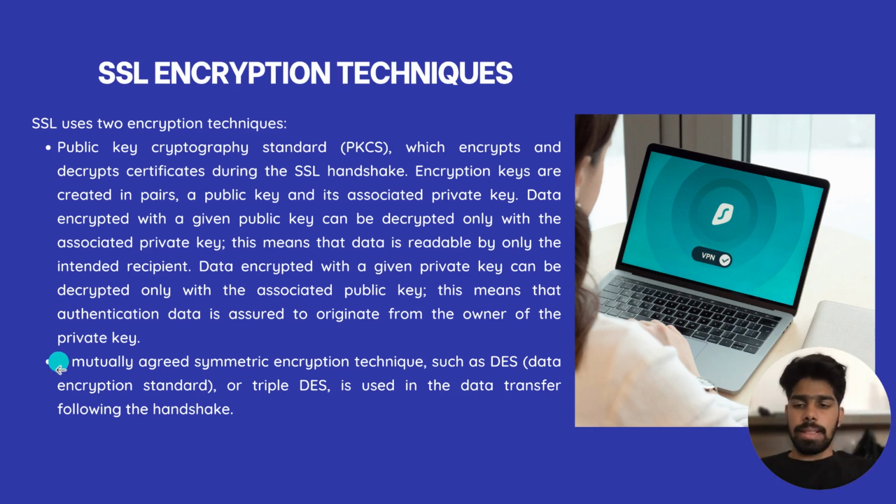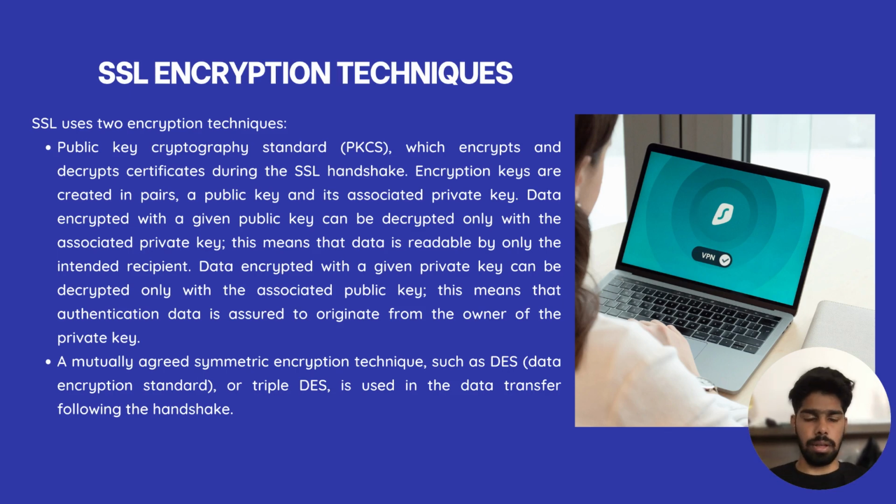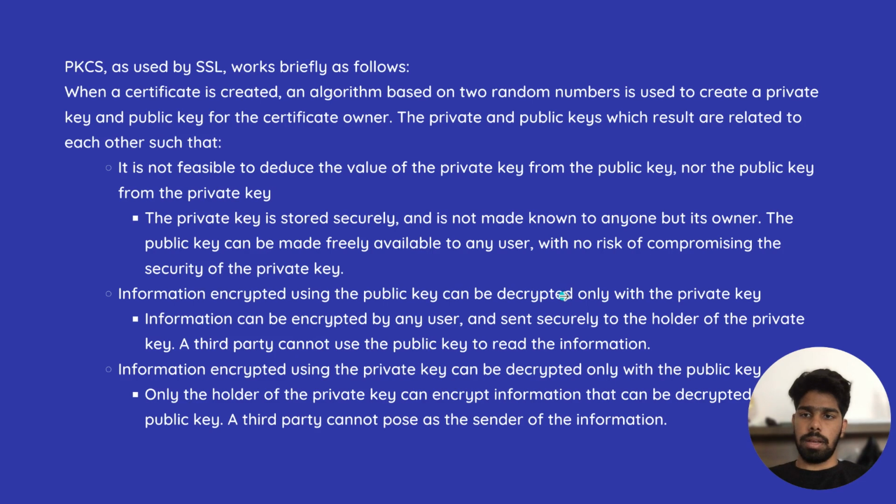And the second method is a mutually agreed symmetric encryption standard, such as DES, which we know, or triple DES. This is used in data transfer following the handshake. The handshake is used to establish the connection, and after that, DES or certain cryptographic algorithms are used for the data transfer. And then comes public key encryption, which works in the following steps.